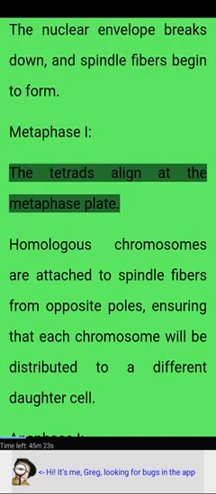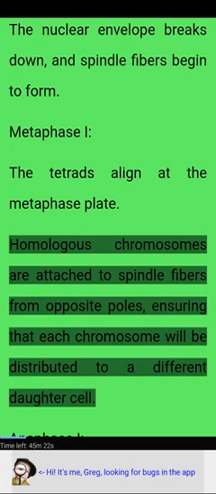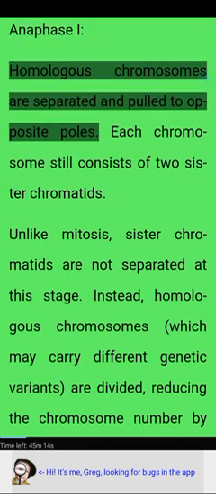Metaphase I. The tetrads align at the metaphase plate. Homologous chromosomes are attached to spindle fibers from opposite poles, ensuring that each chromosome will be distributed to a different daughter cell. Anaphase I. Homologous chromosomes are separated and pulled to opposite poles.